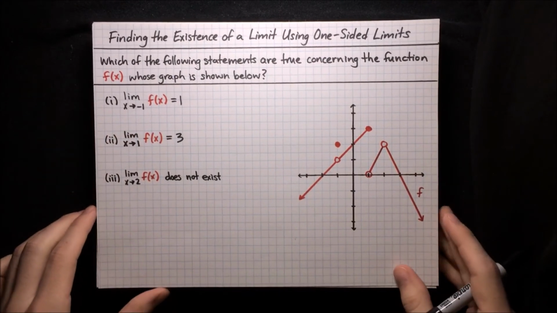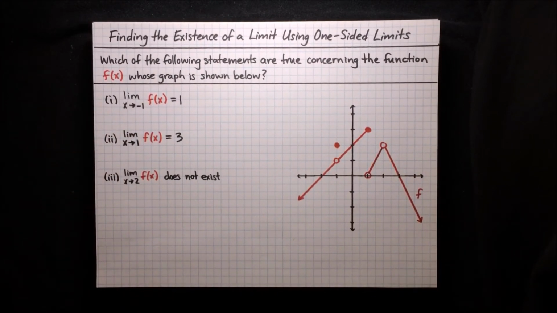Next up, which of the following statements are true concerning the function f of x whose graph is shown below? First statement, limit as x approaches negative 1 of f of x is equal to 1. Second statement, limit as x approaches positive 1 of f of x is equal to 3. And third statement, limit as x approaches 2 of f of x does not exist. Let's just tackle these statements one at a time, starting with the first statement.